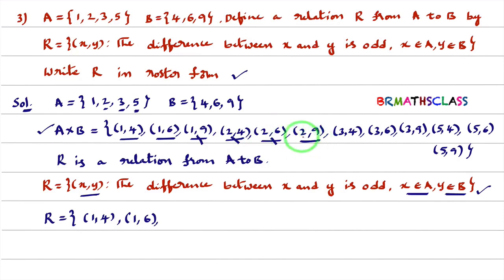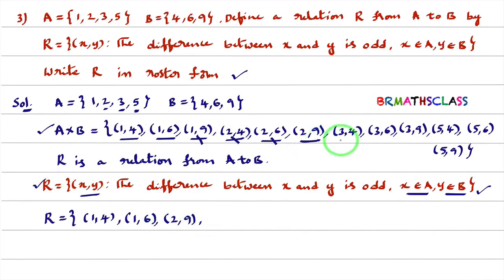You see the ordered pair (2, 9). 9 minus 2 is 7. That means the difference between them is odd. So such ordered pairs only will come here. Try to understand: 2 is in set A, 9 is in set B. When we observe the difference, 9 minus 2 is 7. 7 is odd. Only such types of ordered pairs will come to this relation.